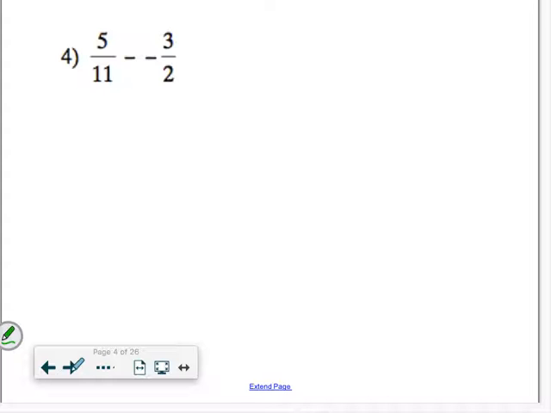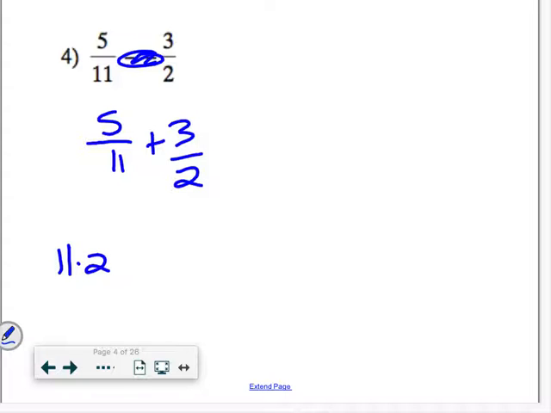All right, 5/11 minus negative 3/2. Sorry. 5/11 minus negative 3/2, right? Double negative, which means they cancel. Yay, love it. All positive, something you should know from last year. First thing you need, common denominator. Now remember, with common denominators, you can always multiply the bottom two numbers together, and that will give you the common denominator. So in this case, 11 times 2, you can always have a common denominator of 22.